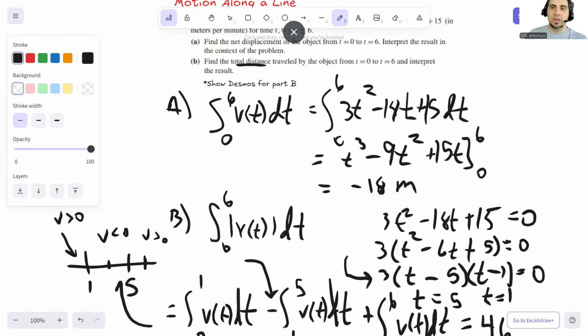Now I want to show you how to do these on Desmos, because you may get a question like this on the AP free response section where you're allowed to use a calculator or Desmos.